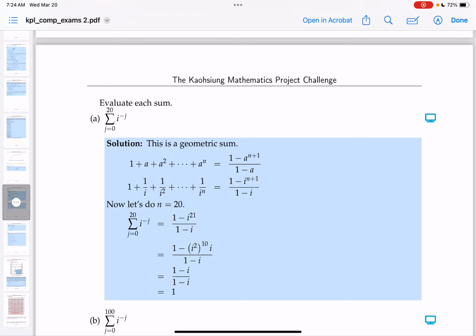But let's go to the whiteboard. I'll write this thing down for you. And this is sum, this is letter A. And it's a sum. It says J starts at 0, and it goes off to 20. And then you get I, which is the square root of -1, to the minus J. Now you may want to rewrite this as J equals 0 to 20, 1 over I to the J. If that helps you, that's fine.